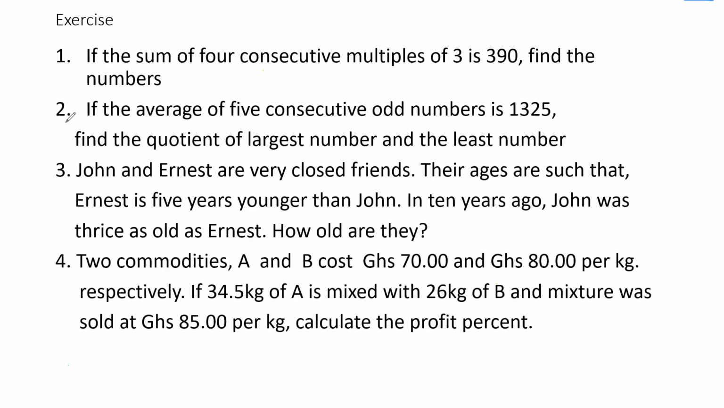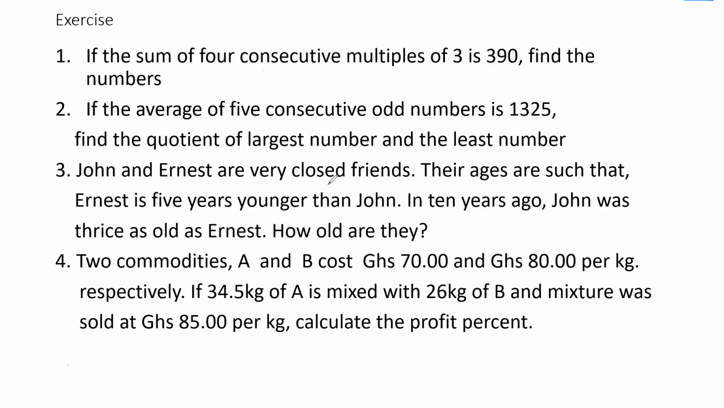If you look at this one, they are very simple. The sum of 4 consecutive multiples of 3 is this. Find the numbers. The average of 5 consecutive odd numbers is this. Find the quotient of the large. Quotient means you are dividing.